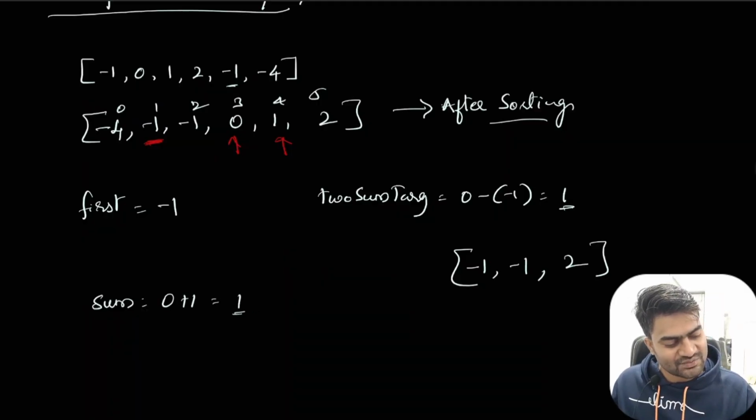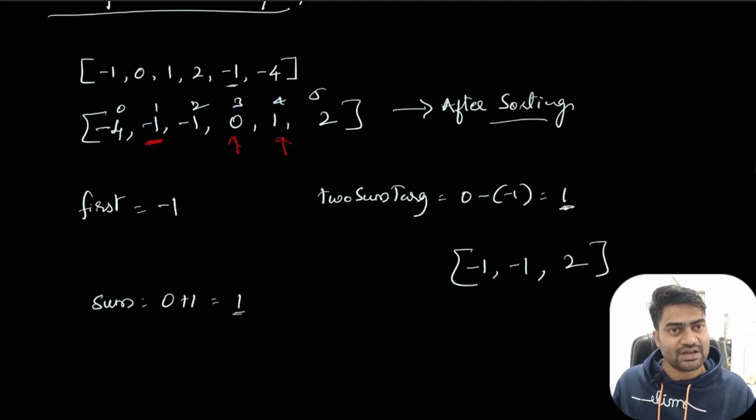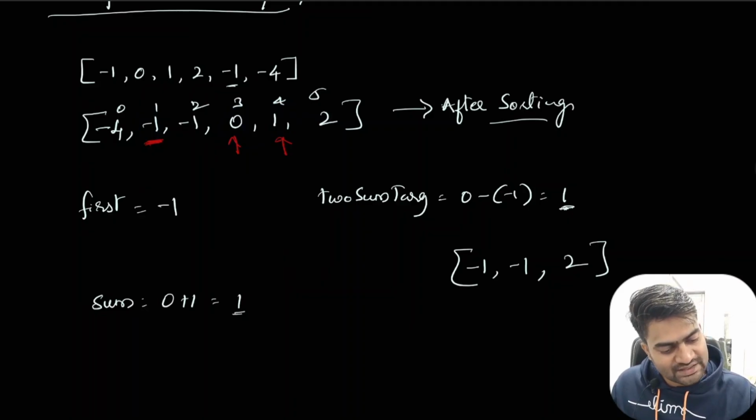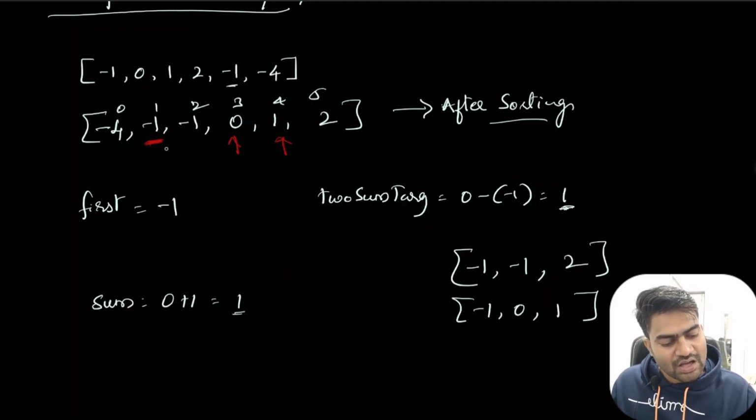So now again this one and this one are same, the two-sum target. So it means we found one more triplet. Now if you see, this number and this number, they combinedly give us one more triplet. So I will take those -1, 0 and 1. So we found another triplet. So likewise, I will continue for all the remaining numbers.